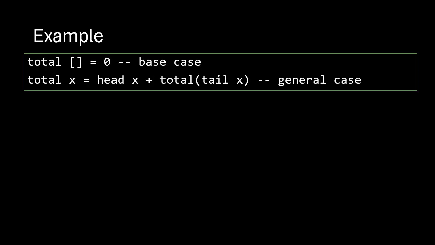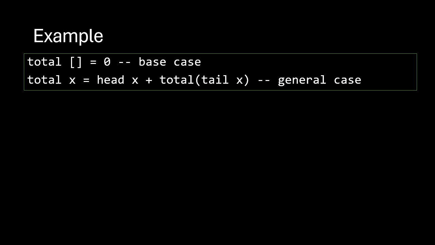We're going to look at an example based on the total function that you see here. This does exactly the same thing as the inbuilt sum function within Haskell. I just wanted to distinguish between the two, which is why I've called it total instead of sum. But you notice here there are two parts to it. There's a base case and there's a general case.